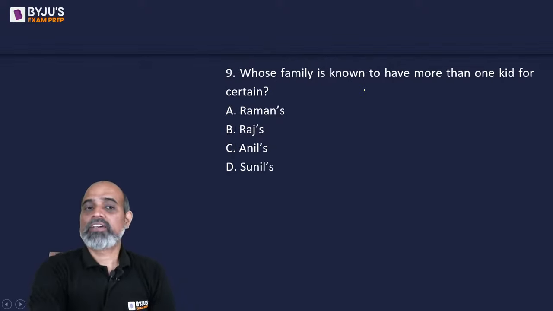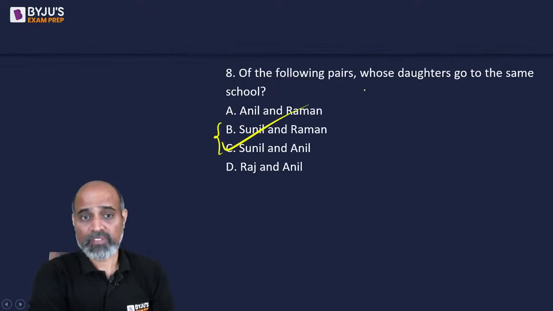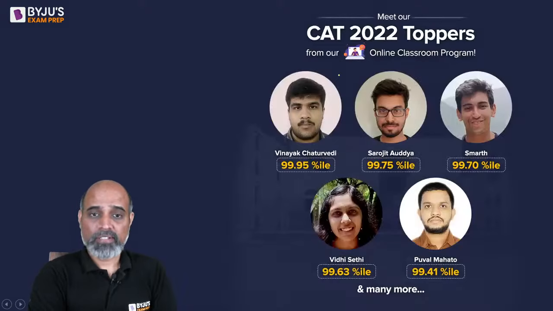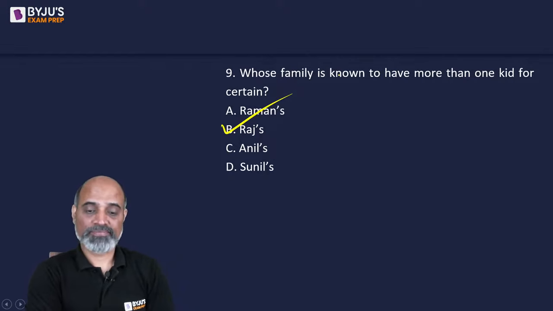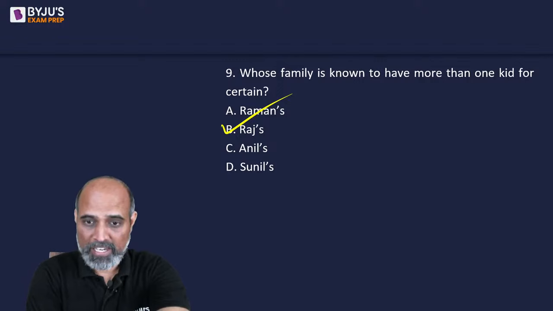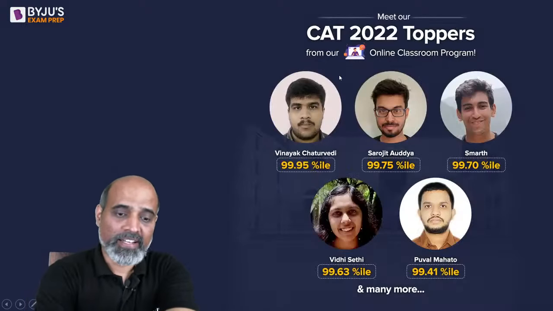Stupid mistake. Okay. Whose family is known to have more than one kid for certain? Zoya and Raj. Right? Zoya is not there. Raj. Okay. One word, fathers, and I was missing that. Thank you, Angela. Thank you for clearing that out for me.